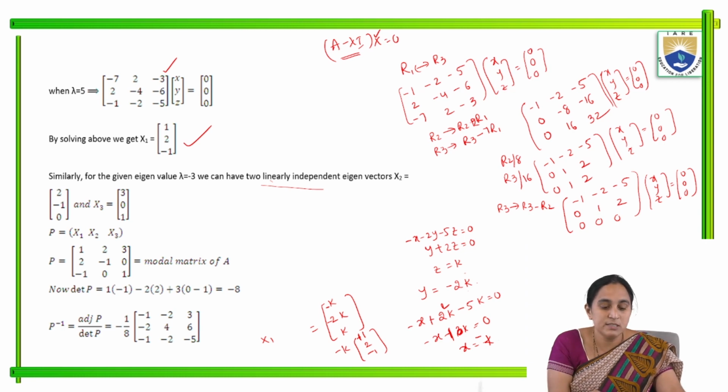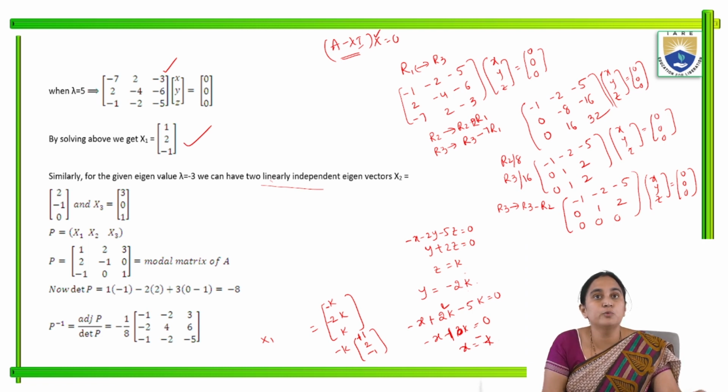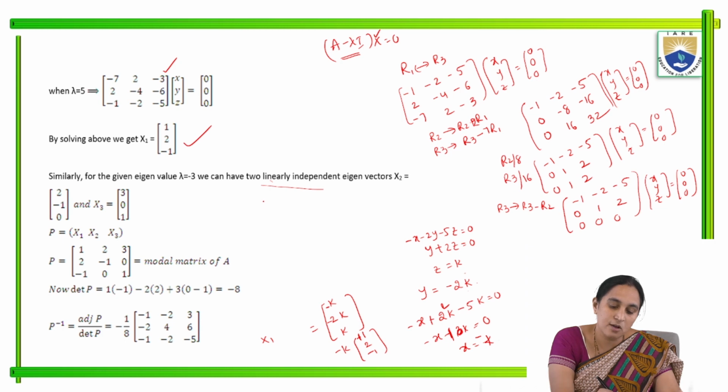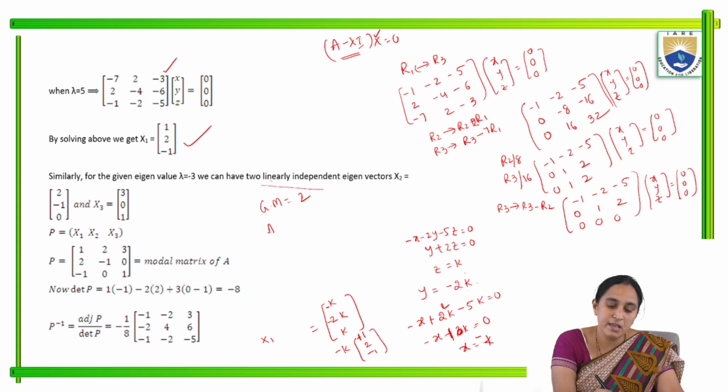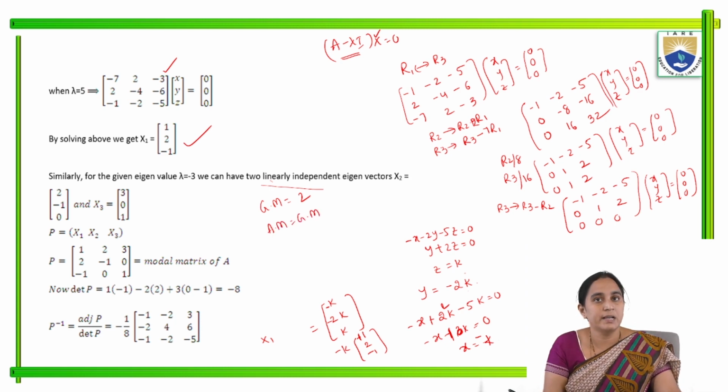Observe that if the repeated eigenvalue is minus 3, in one case we get two distinct eigenvectors. Sometimes we are not getting two distinct eigenvectors, but here we get two distinct eigenvectors. That means the geometric multiplicity is equal to 2. And the algebraic multiplicity is also 2. Therefore, AM is equal to GM, then definitely the given matrix is diagonalizable.